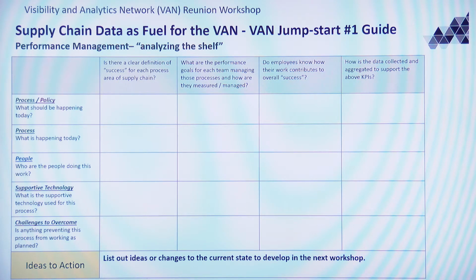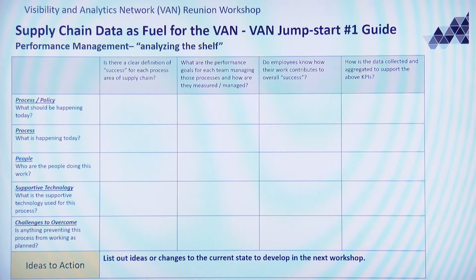And you'll notice this matrix contains a series of questions that will help guide the discussion and take your component, in this case performance management, and formulate an idea to action. So as an example, the questions across the top will help guide the discussion. They are, is there a clear definition of success for each process and area of the supply chain? You would then answer that question based on the left-hand side components, which are from a process and policy standpoint. What should be happening today? You would document that in the cell.